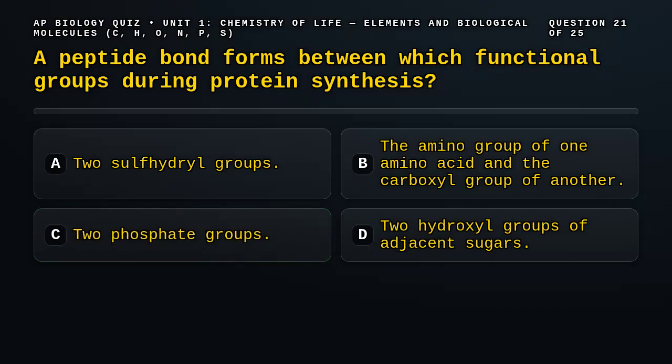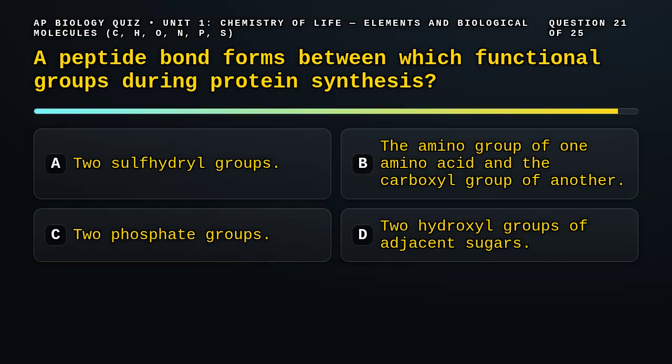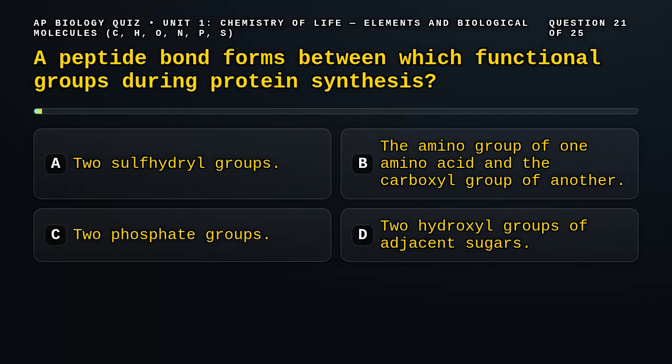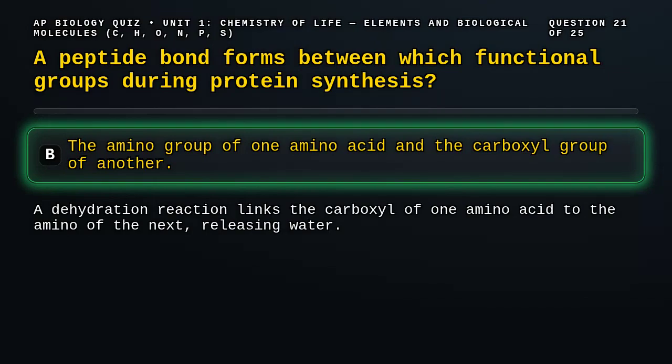Question 21. A peptide bond forms between which functional groups during protein synthesis? A. Two sulfhydryl groups. B. The amino group of one amino acid and the carboxyl group of another. C. Two phosphate groups. D. Two hydroxyl groups of adjacent sugars. Correct answer, B. During dehydration synthesis, the carboxyl of one amino acid reacts with the amino of the next, releasing water and forming a covalent peptide bond.